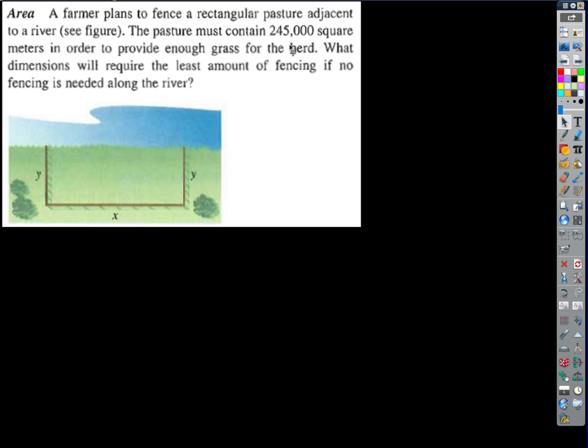So it's got to contain 245,000 square meters in order to provide enough grass for the herd. What dimensions will require the least amount of fencing if no fencing is needed along the river? So it's really similar, isn't it, to the one we just did. So we've got a nice picture. So we've defined the variables in terms of the picture. So now we just need to come up with our primary equation.